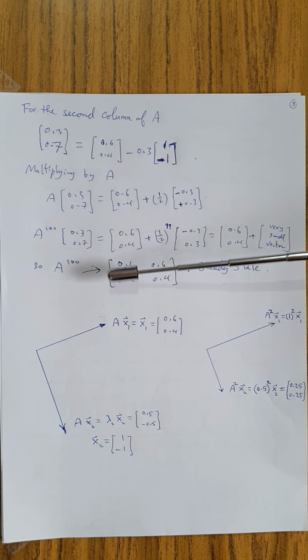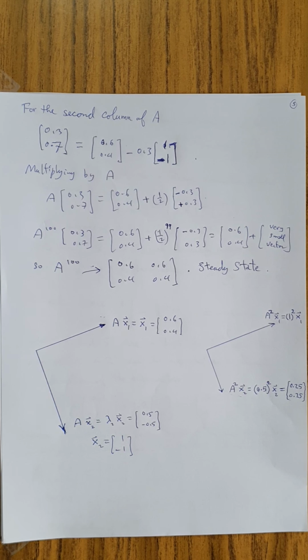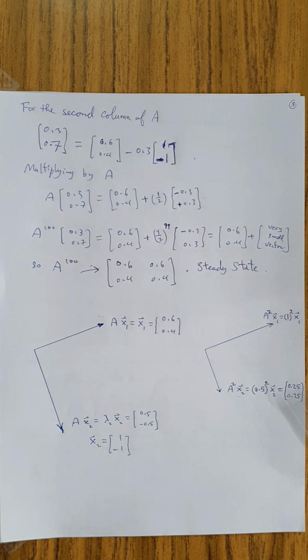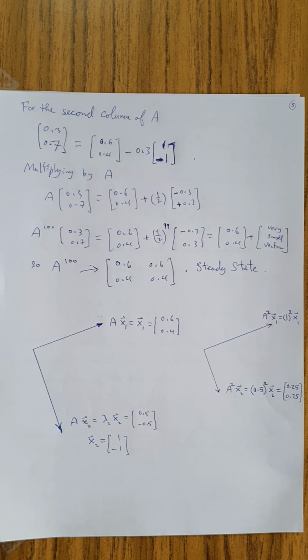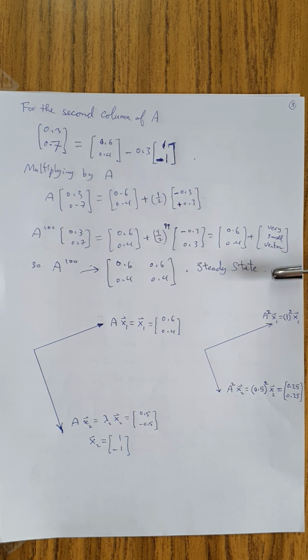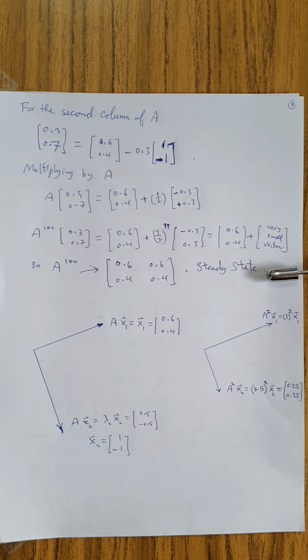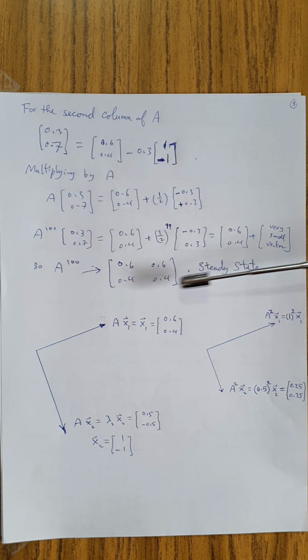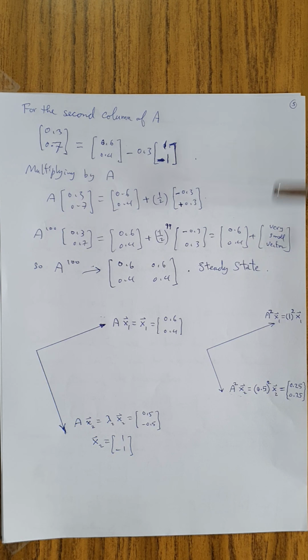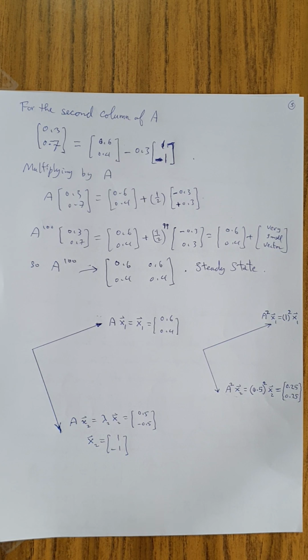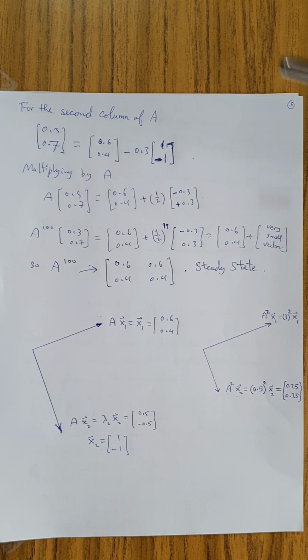So A to the power 100 has become this matrix whose columns are equal. In the language of systems, this is called a steady state. That is, the process that has been repeated 100 times has reached a steady state. This is a Markov process.